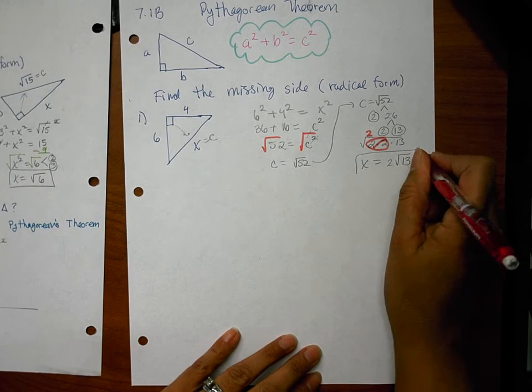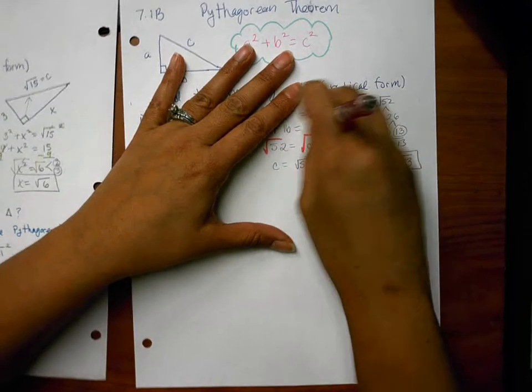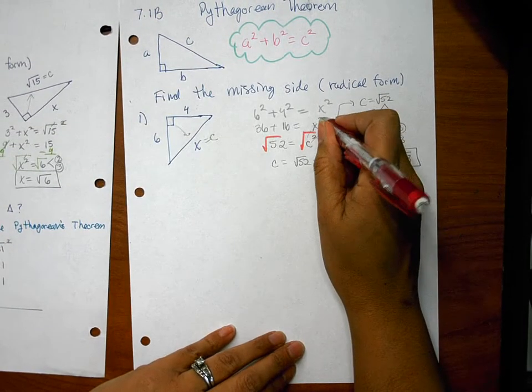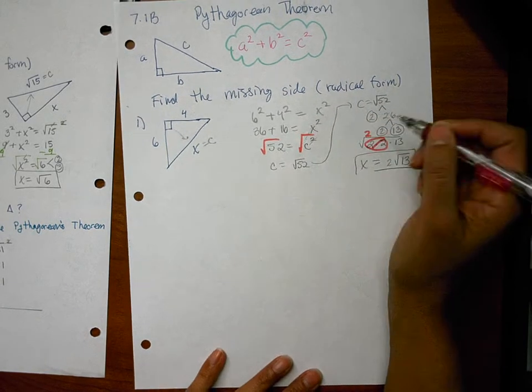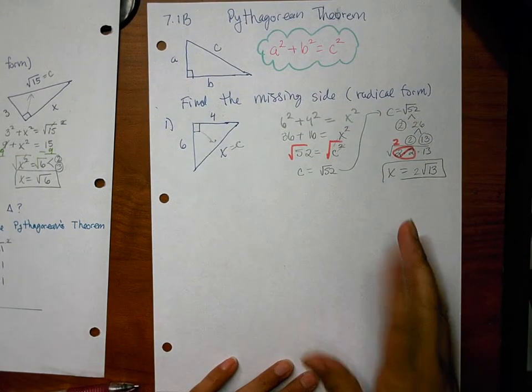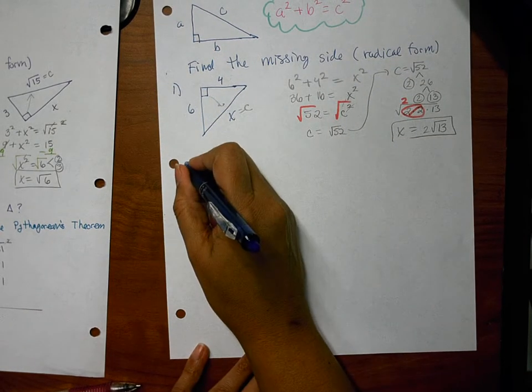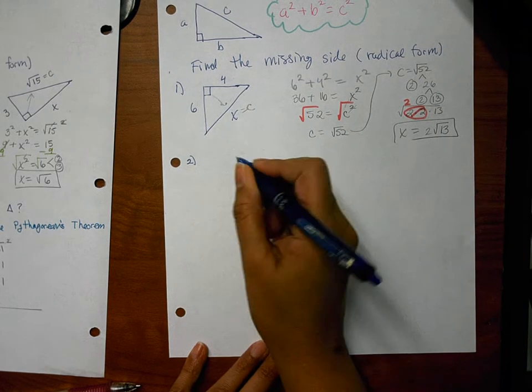And I called it C here, 2 root 13. I don't know if that confused anybody. I went from x squared to c squared. Technically, mathematically, it is x squared. If you went to c squared like I did, it's no big deal. It is okay. I did go back to x at the end. And at the end, if you left it c, that is okay as well. Okay, number 2.